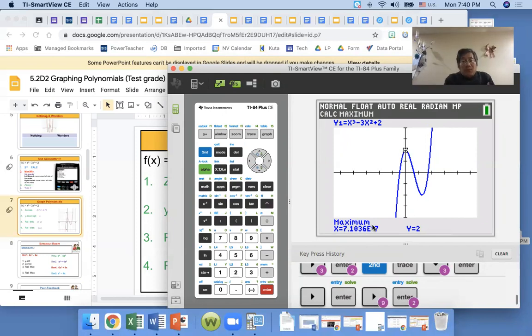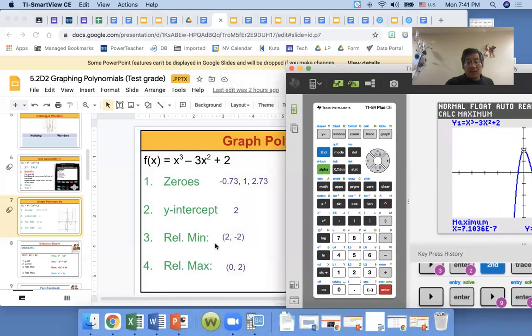I don't know why, but the calculator works this way. Even though it's exactly 0, sometimes they show like this. So if you see E negative 7, if this is just E7, you multiply by 10 million. But if it is negative 7, you divide by 10 million, which is almost 0. So x is 0, y is 2. All right. So relative maximum, don't be confused. This is a 0. And then y value is 2. That's the relative maximum. So you found the relative maximum, 0, 2.